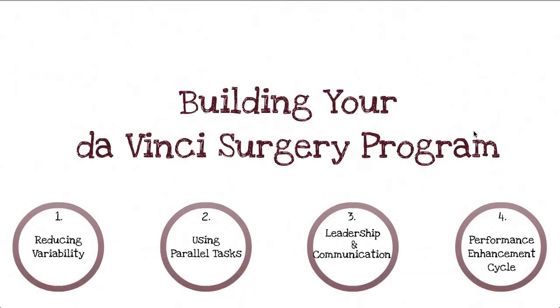All right, so we've completed our cycle here. We've talked about how we can reduce variability through standardization. We've talked about standardizing room layouts. We've talked about standardizing personnel. We've talked about standardizing trays and pick lists. We've talked about using parallel tasks, how we can actually do things in parallel, assigning different tasks to different people in an effort to get things done more efficiently.